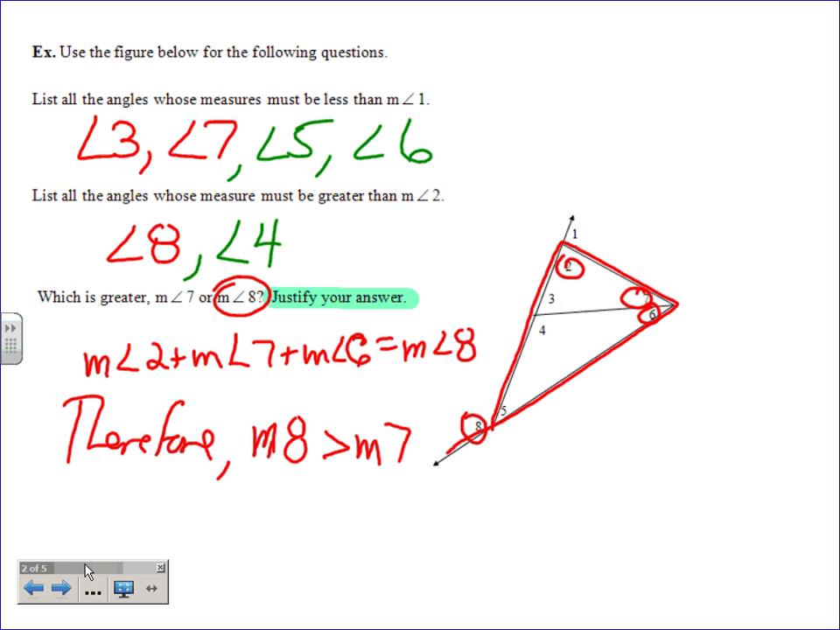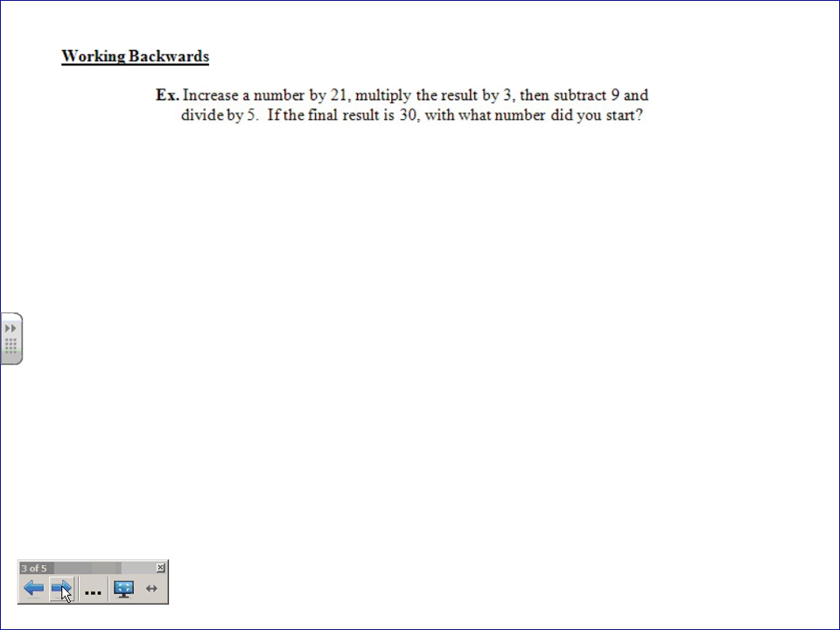Any questions so far? All right. So that's kind of it for the exterior angle deal, but it still deals with some logic, what's bigger than what. This is working backwards, so they're basically saying we started with some number. We can maybe say that number was right here. We don't know what it was, but we started with that number, we increased it by 21, multiplied it by 3, then subtracted 9, then divided by 5. When I was all done, I got 30. But the question is what number did I start with?